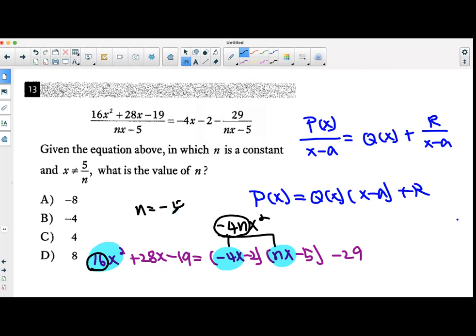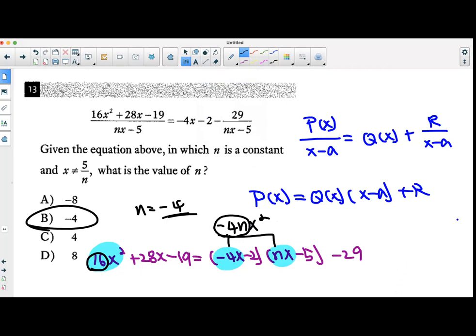What's the value of n? n has to be -4. -4 times -4 becomes 16. Hence, you can get the answer this way. So as you can see, I want you to target your multiplication. That will give you the least amount of work. All right, so that was number 13.